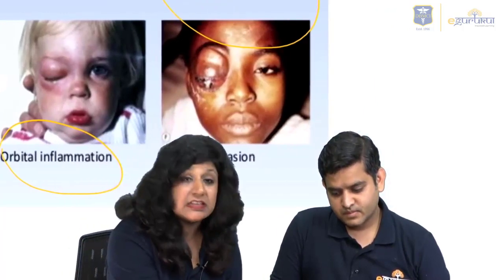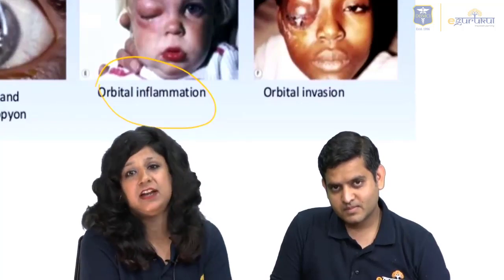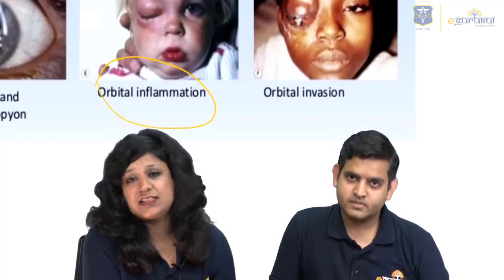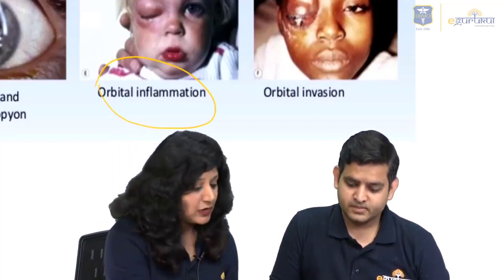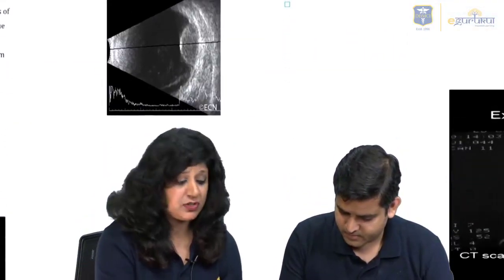And as you know, this tumor actually arises from the blast cells of the retina. That is why the evidence of orbital invasion is again very, very common. So I would like you, sir, to tell us how we can actually differentiate this tumor.